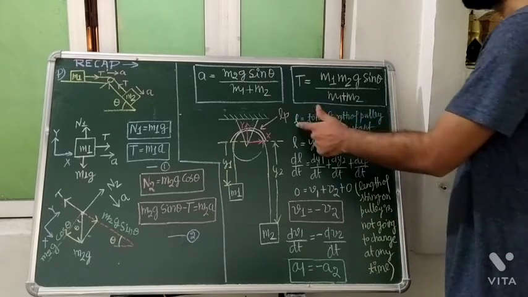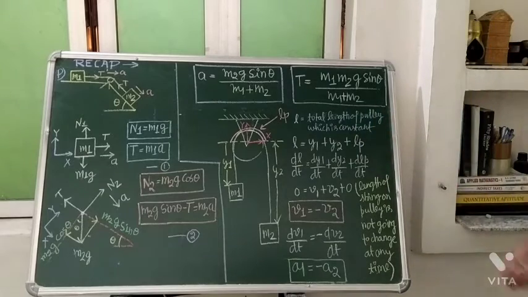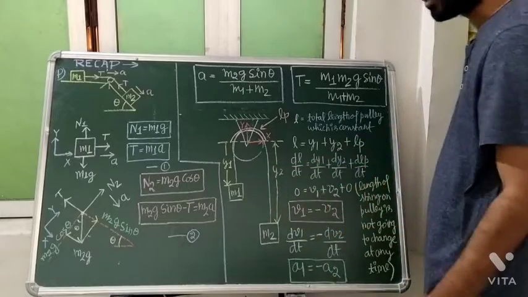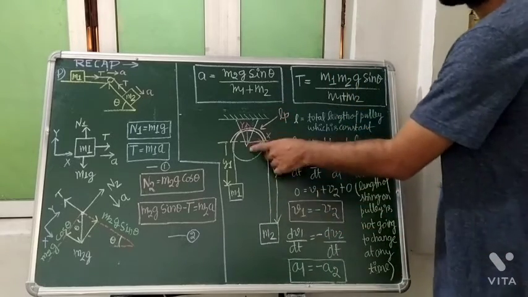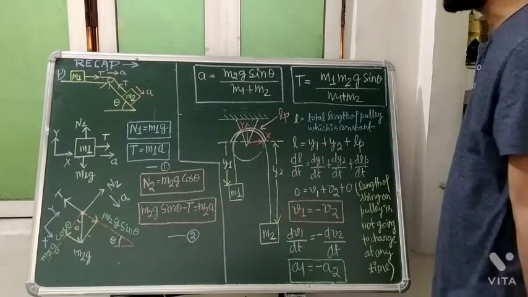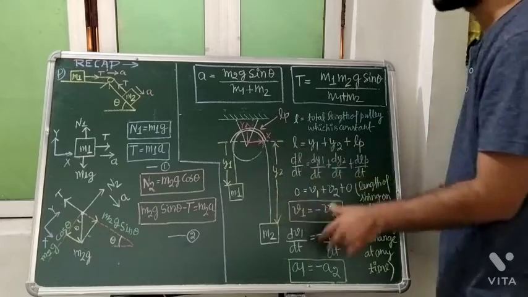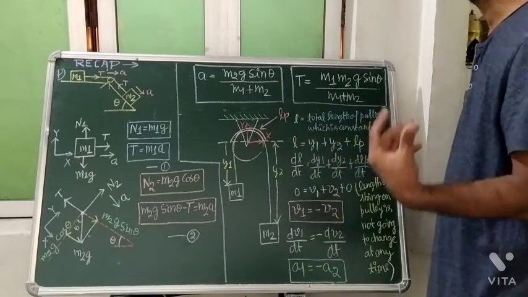So if L is the total length of the string, to prove that the accelerations will be the same, we are not talking about any tension being the same here, although tension will be the same because we are talking about a massless and frictionless pulley. If the pulley is massless and frictionless, the tension on the same string at the different ends will be the same, otherwise tension will be different at the different ends.